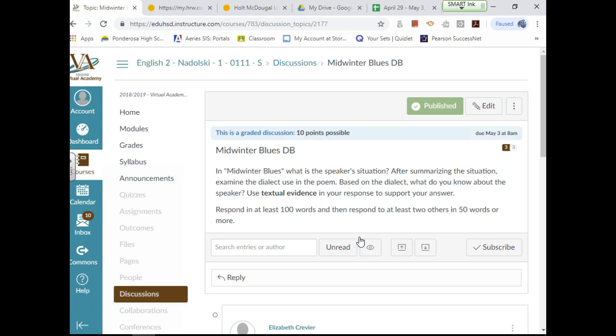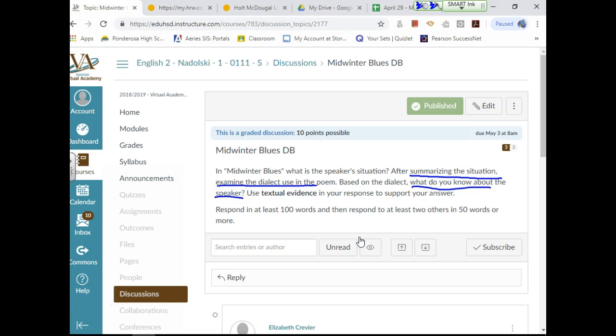Okay, so this is pretty loaded. So number one, you need to summarize the situation. Summarize what is going on in this poem. Number two, you need to examine the dialect. Explain what the dialect is. Three, based on the dialect, what do you know about the speaker?